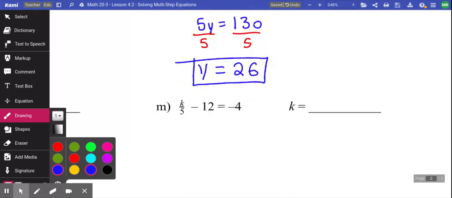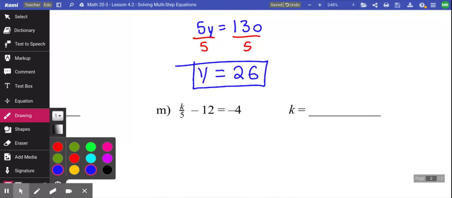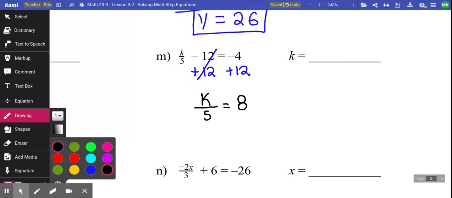This one. Again, moving the right thing first matters. This is a minus 12. I have to move the minus 12 first. Every time you do something, I'm doing the same thing. You move something, you rewrite what you have. So I move this 12 by adding 12. And then I rewrite what I have. So I have k divided by 5 on the left still. I have 8 on the right. So I did something, I rewrite it out. And then I move my next number.